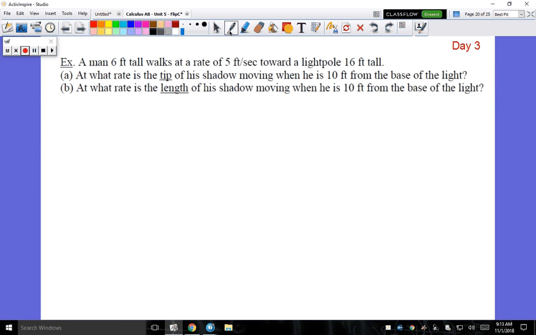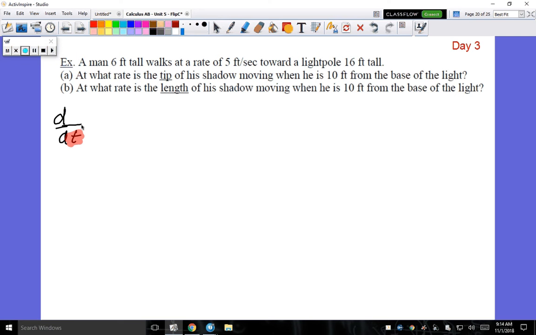Okay, so we're going to go through these two examples. We'll do a couple of textbook problems, but this is the second day of exposure to related rates type of problems. Remember that related rates, dy/dt, or dx/dt, dz/dt, whatever it is, it's all going to be with respect to time. So d something dt. Alright, so here we go.